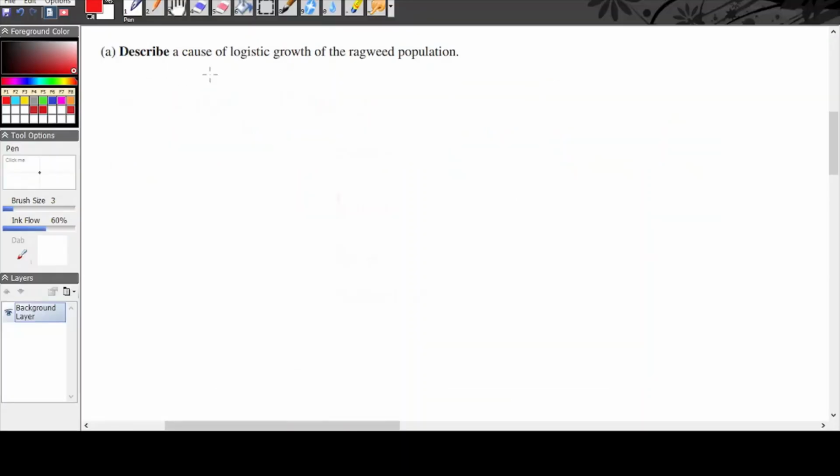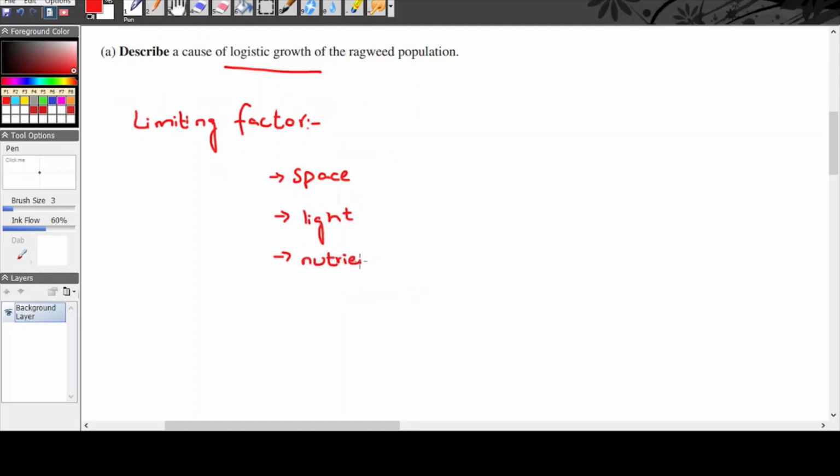Part A of question 5 says, describe a cause of logistic growth of the ragweed population. So to cause the stable or logistic growth of the ragweed population, what you would need is a limiting factor. A limiting factor that could cause the logistic growth of the ragweed population could be the amount of space that the ragweed are getting, the amount of light that they are exposed to, and the amount of nutrients that they are obtaining from the soil.